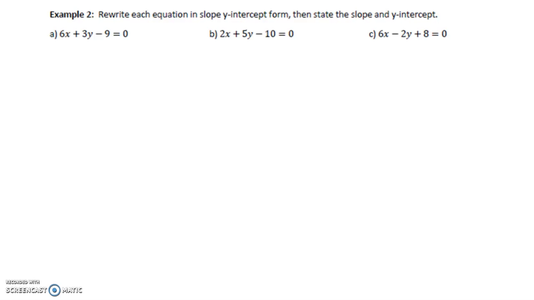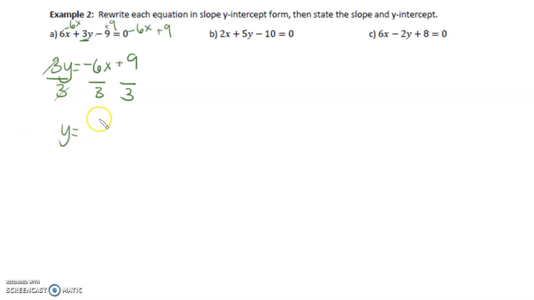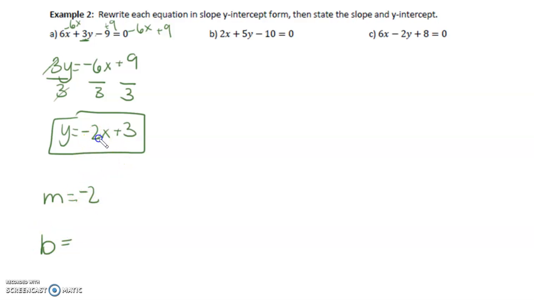Example 2, rewrite each equation in slope y-intercept form, and then state the slope and the y-intercept. These ones, same question, are just getting a little bit more difficult. In A, let's leave the 3y on the left-hand side, and move everything else over. So 6x, we're going to subtract 6x, and minus 9, we're going to add 9. So we have 3y equals negative 6x plus 9. The 3 and the y are multiplied, so we're going to divide each and every term by 3. So we get y equals negative 2x plus 3. That's our equation of our line in slope y-intercept form. The slope is negative 2, and the y-intercept is 3.